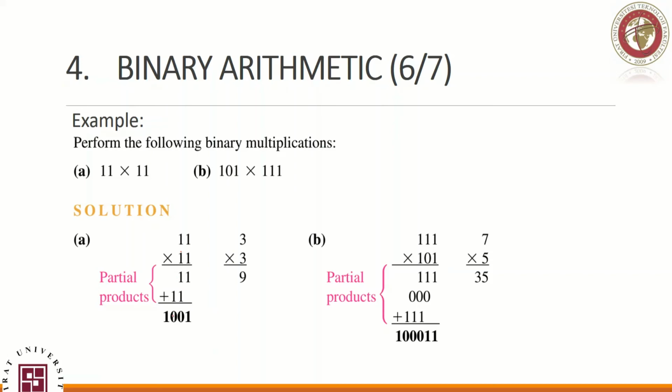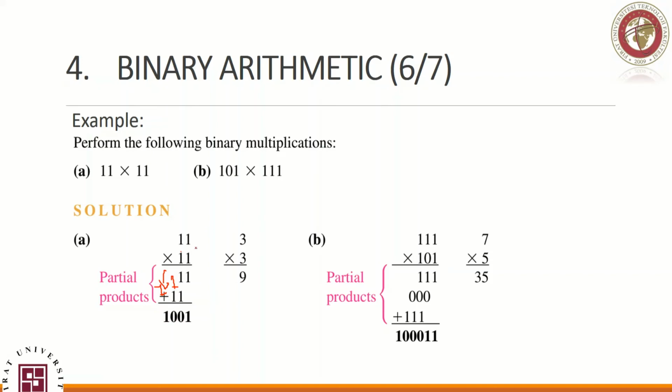1 plus 1 is 0 with 1 carried. 1 plus 1, so we have 1 carried here. 1 plus 1 is also 0 with 1 carried again. So 1 carried, 1 drop it down, or just say 1 plus 0 is equal to 1. So it will be 1, 0, 0, 1.